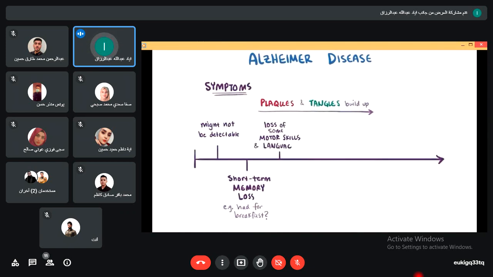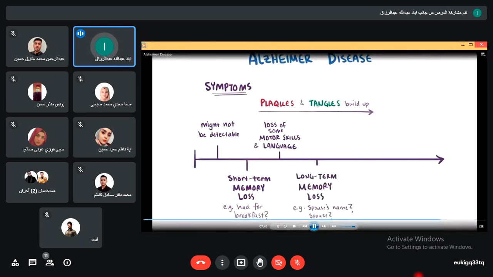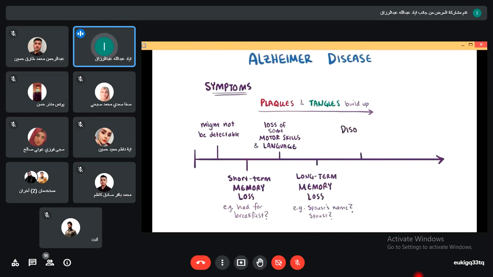Also, language becomes affected, making it more difficult to communicate. Eventually, they lose long-term memory, like forgetting the name of their spouse or even that they're married in the first place. And they progressively become more disoriented, which can be dangerous because they might wander from home and get lost. In the late stages, they become bedridden, and the most common cause of death is actually infection, like pneumonia.